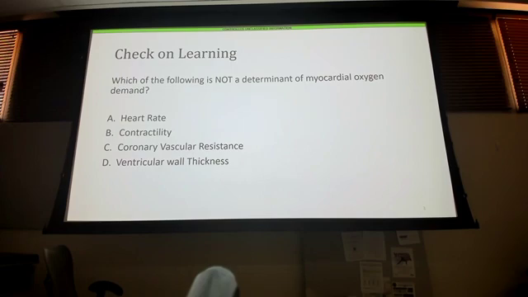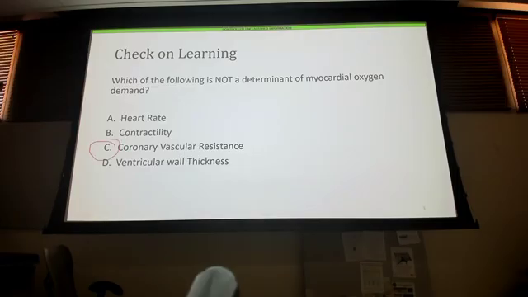The first one is, which of the following is not a determinant of myocardial oxygen demand? Remember we talked about demand versus supply, and there's different factors that went into the demand side and different factors that went into the supply side. So which one is not a demand but is actually a supply thing?